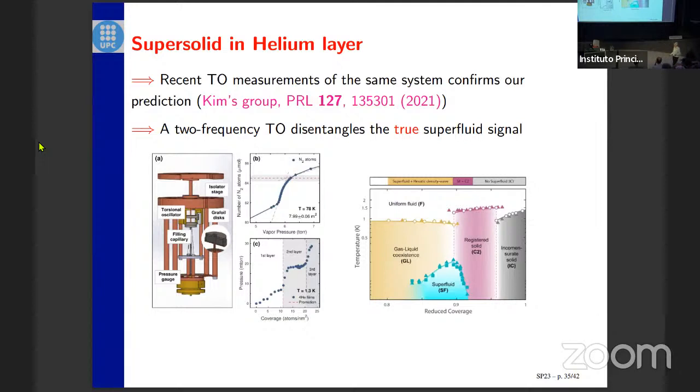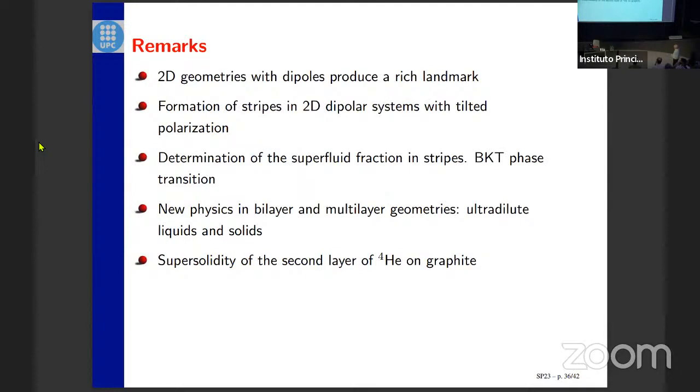Well, with the remarks, I think I will conclude. We observe these 2D geometries, a very rich system in 2D, because you can see the formation of stripe phases. These stripes show superfluidity, in the sense that they are supersolids. Especially, we are excited about these multi-layer geometries, if they can be made in the experiment. And I think we are promising to get these liquids and even the solids using ultra-cold Bose atoms.